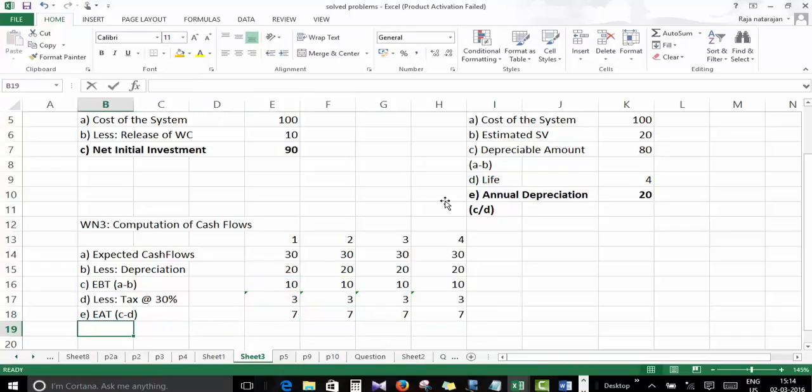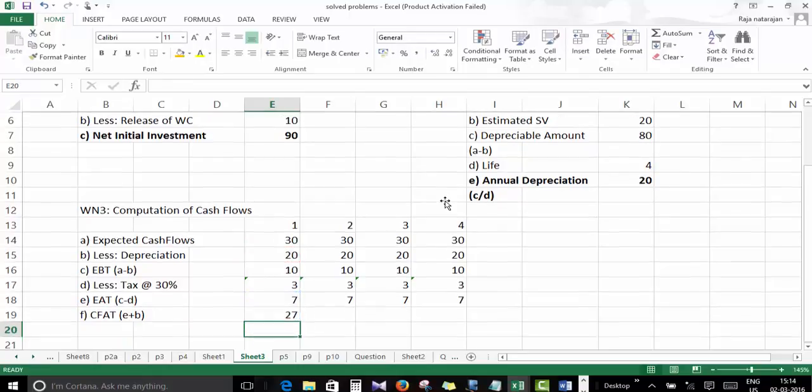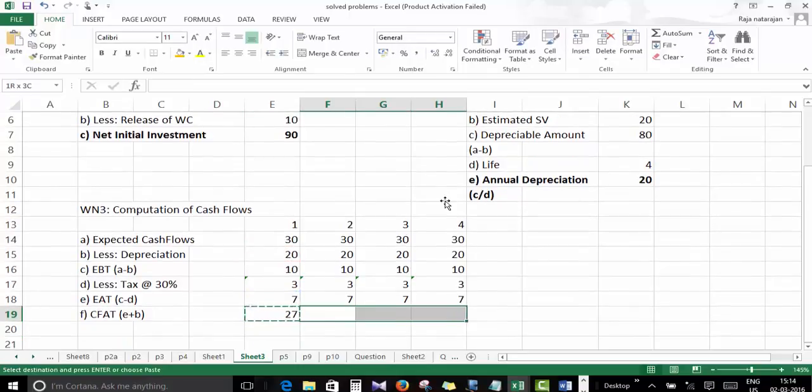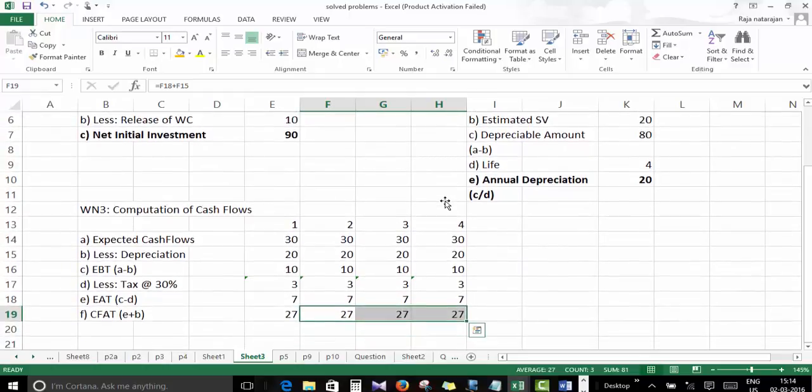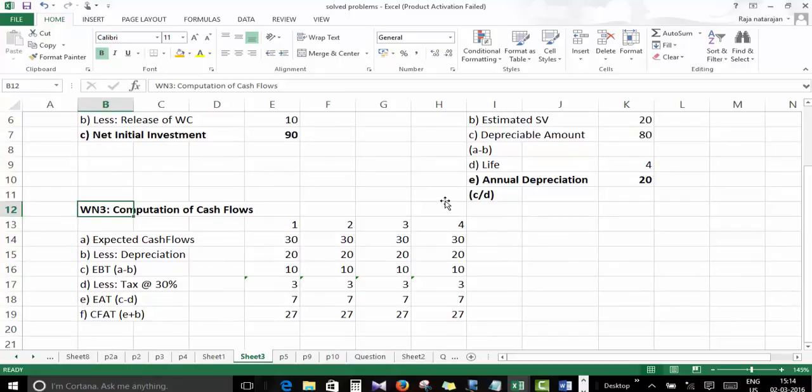And with this we'll add depreciation. So we get cash flows after tax. Cash flows after tax is nothing but our earnings after tax of E plus depreciation of B. So it's going to be the 7 plus depreciation of 20. So this is our cash flow position. Okay. So we have cash flows like this. Then we also have terminal cash flow. We should not forget that. We'll have it through a small working note. This is working note 3, computation of cash flows.